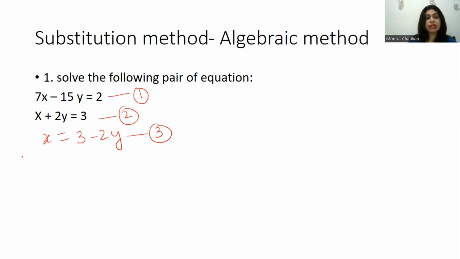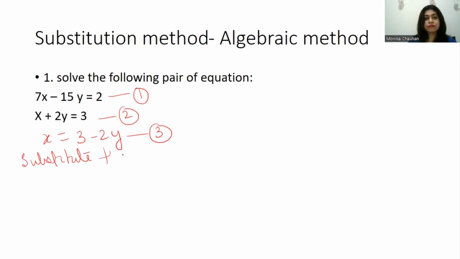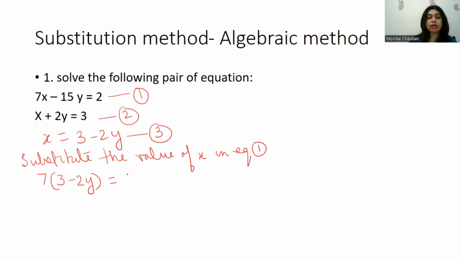So I'm writing here, in the substitution method you are doing, you write substitute. This is what it means. So substitute the value of x in equation 1, that's the purpose. Now, 7 times x. Wherever you have x, you will write in place of x as 3 minus 2y. So 7 times (3 minus 2y), minus 15y is equal to 2.